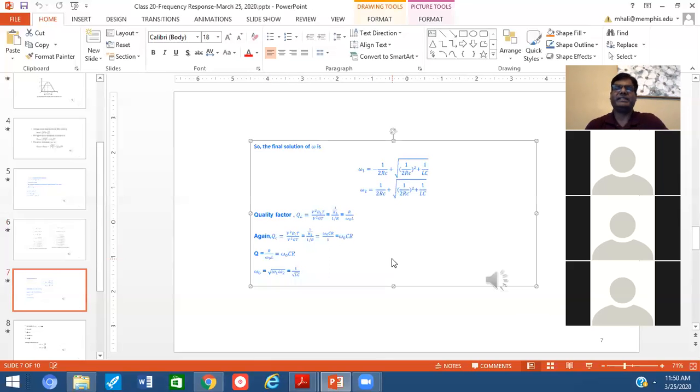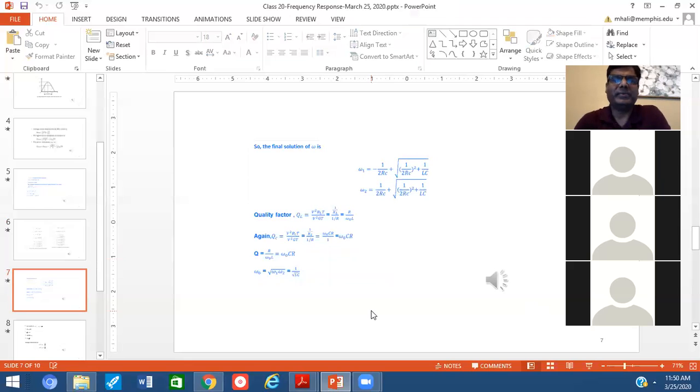As you can remember, in the last class we also discussed the quality factor, and the definition of the quality factor was how much reactive energy is produced in L and C with respect to how much energy is consumed by the resistance. The same definition goes for parallel resonance.